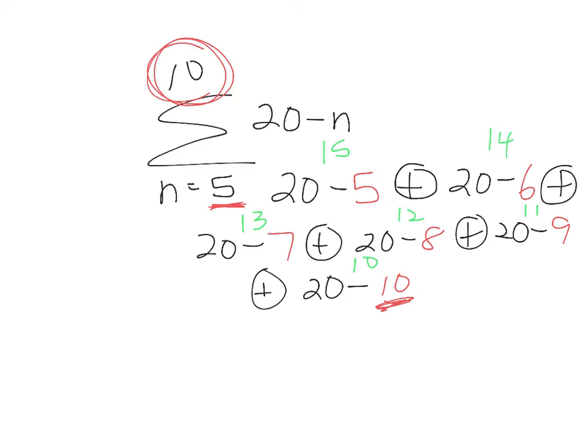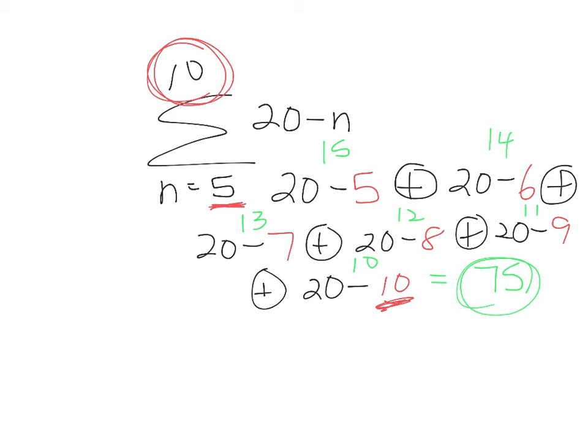All right, so I just did all those subtractions, and now what I'm going to do is add up all these numbers. So use a calculator, use your mental abilities, whatever, and I believe if you add all these up, you will get 75. So to answer the question of this sigma notation, when n goes from 5 to 10, the sum of 20 minus n is 75.